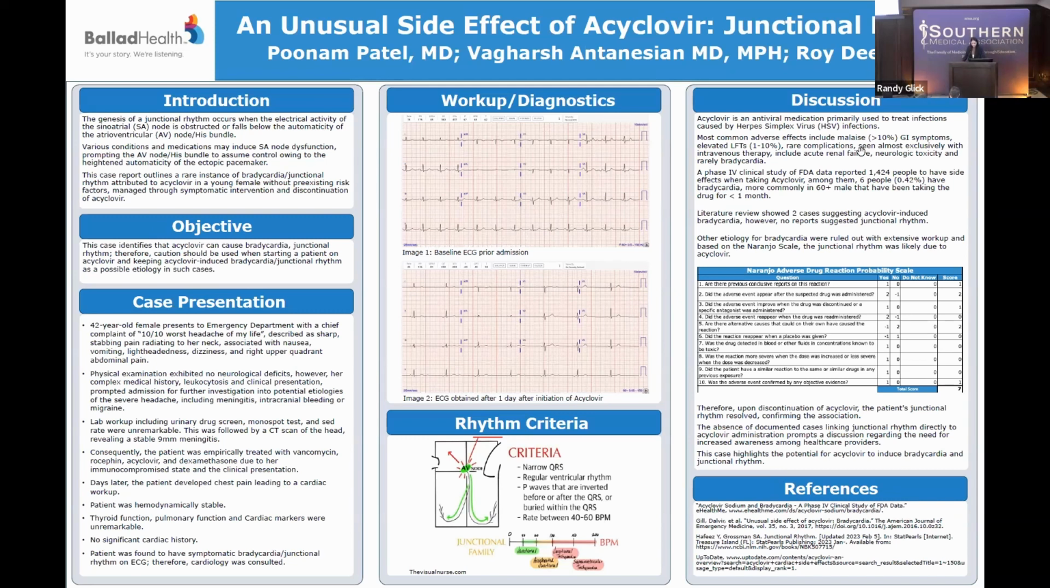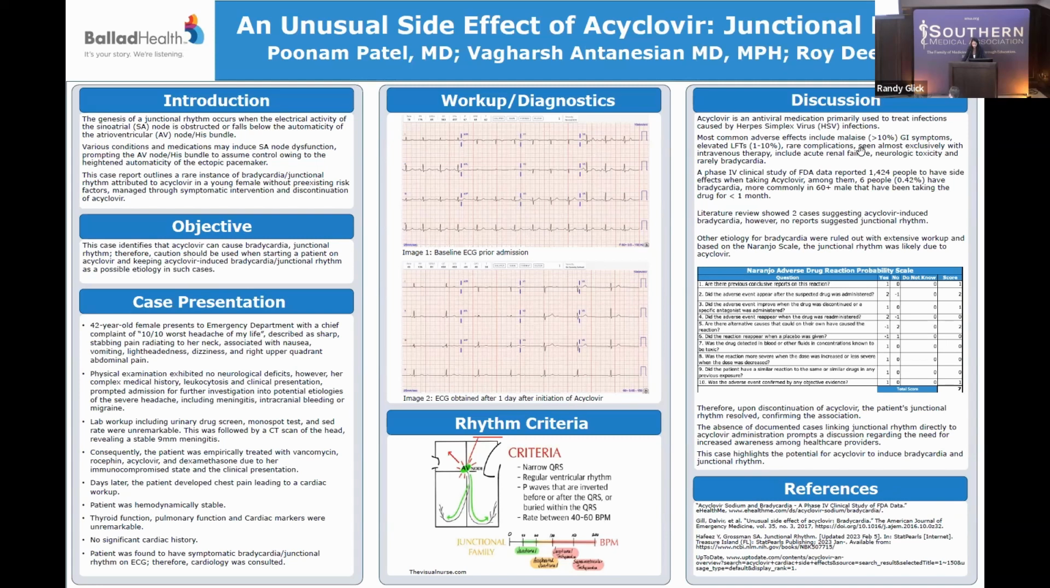So welcome to today's presentation on an unusual side effect of acyclovir causing junctional rhythm. Our objective today is to shed light on an uncommon but significant adverse effect associated with acyclovir usage, particularly junctional rhythm, and underscore the importance of cautious monitoring when initiating patients on such medications.